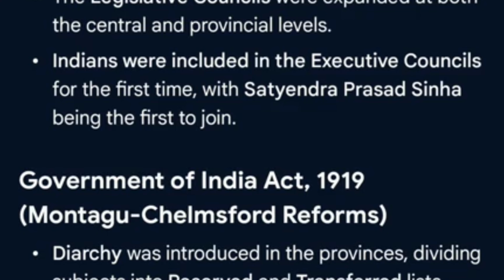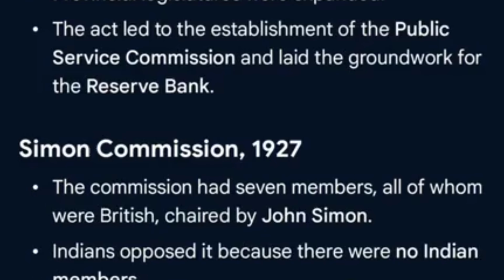Government of India Act 1919, Montagu-Chelmsford reforms: Diarchy was introduced in the provinces, dividing subjects into reserved and transferred lists. The central legislature became bicameral, consisting of the Council of State and the Legislative Assembly. Provincial legislatures were expanded. The act led to the establishment of the Public Service Commission and laid the groundwork for the Reserve Bank.